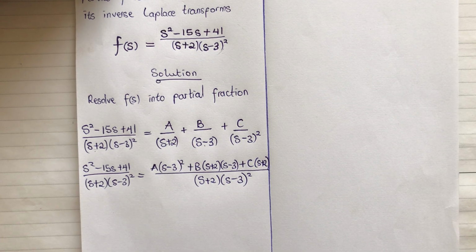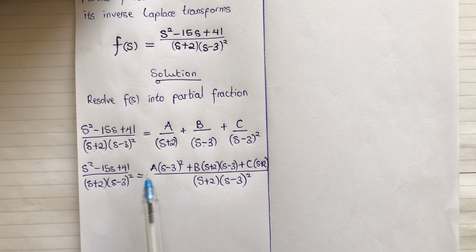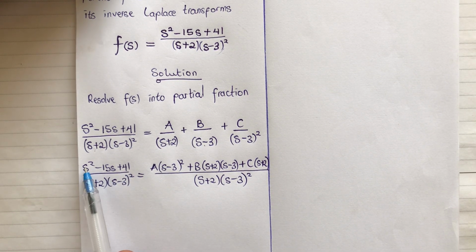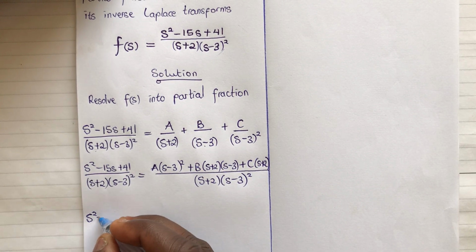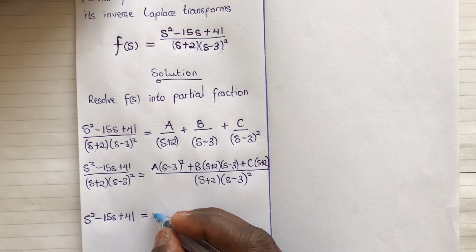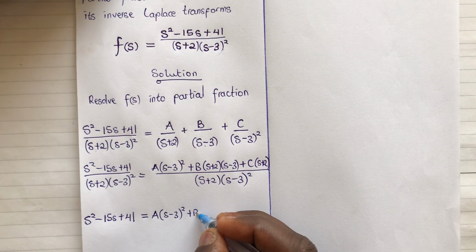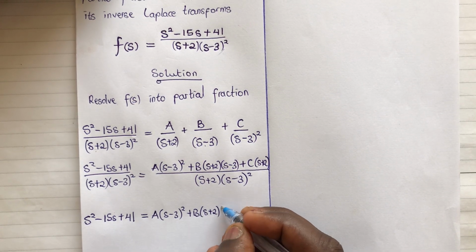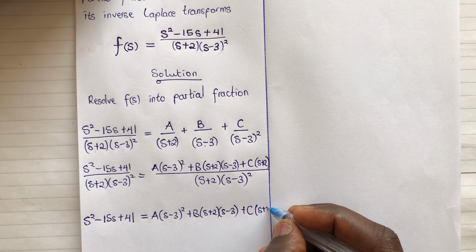Okay, now watch very carefully. In partial fractions, we can see that the denominator on the right hand side and the denominator on the left hand side are the same. And since they are the same, we equate the numerators. So we equate this side to what? This side. So this becomes s squared minus 15s plus 41 equal to A into s minus 3 all square plus B into s plus 2 into s minus 3, then plus C into s plus 2.